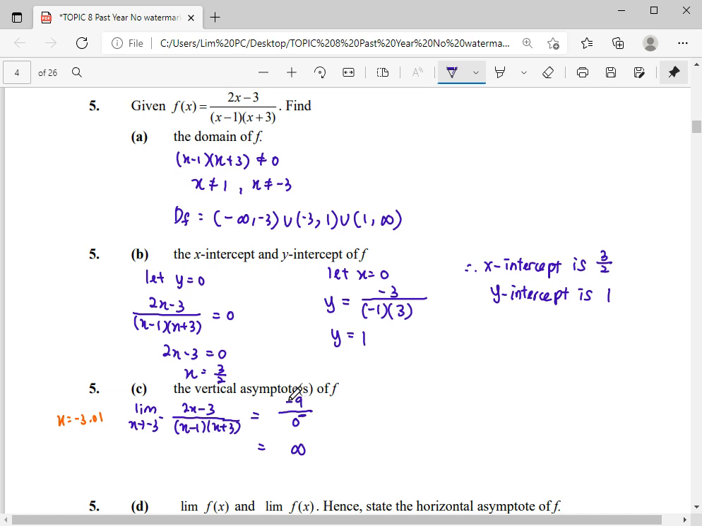So when we have negative over negative, our answer will be equal to positive infinity. So we repeat for limit approaches -3 from the right hand side.